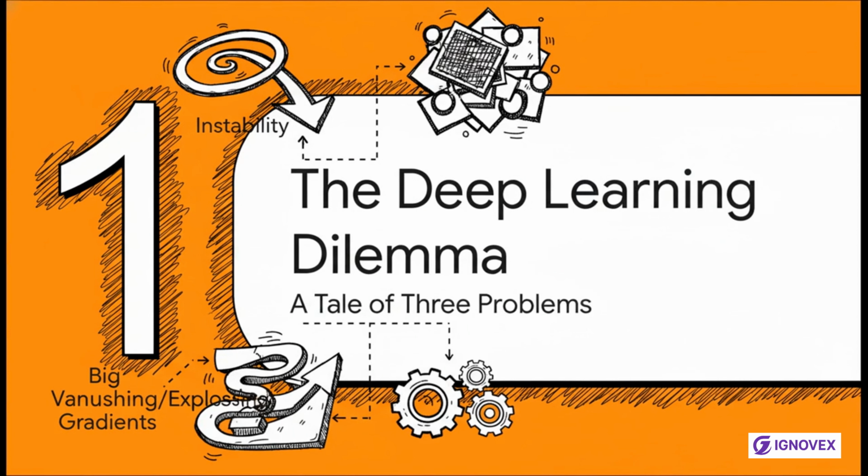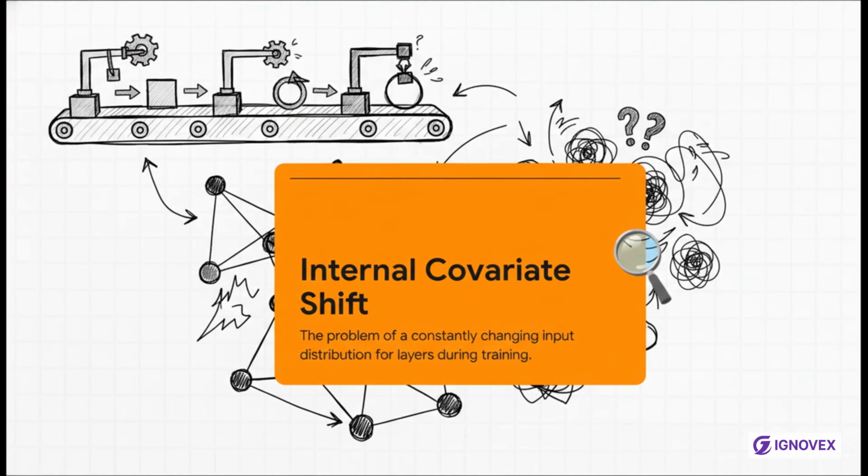All right, let's get into the weeds a bit. To really get why batch normalization was such a big deal, we need to understand the problems it was built to solve. And there were really three major headaches. Okay, first up, we've got a term that sounds way more complicated than it is. Internal covariate shift. Just think about it like an assembly line, right?